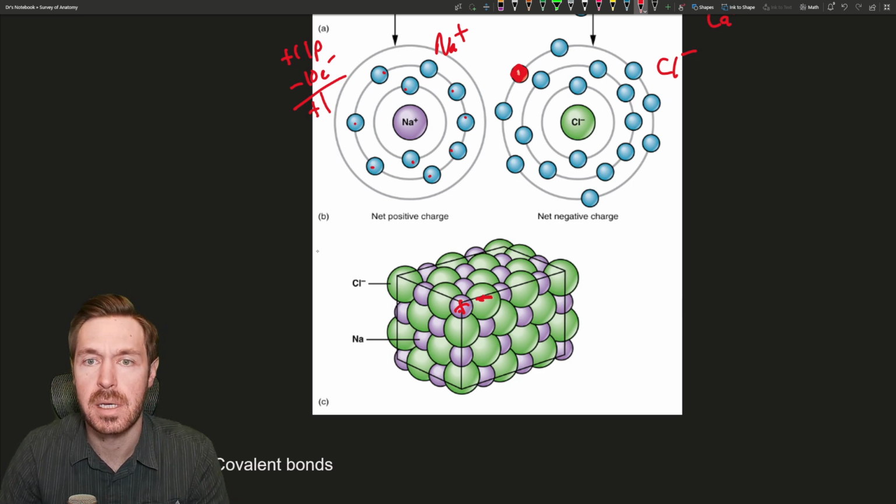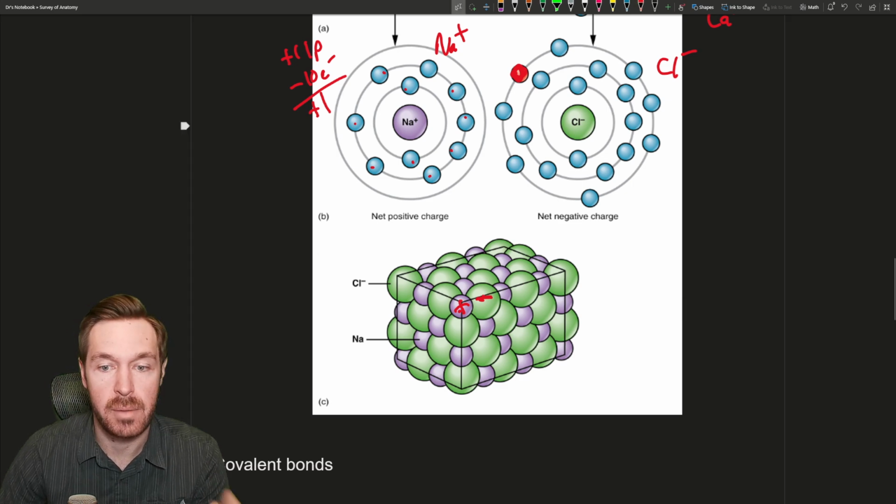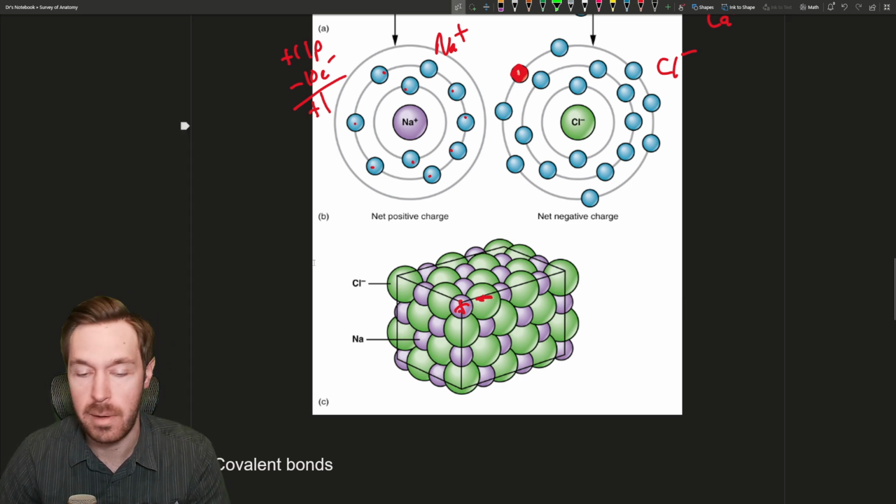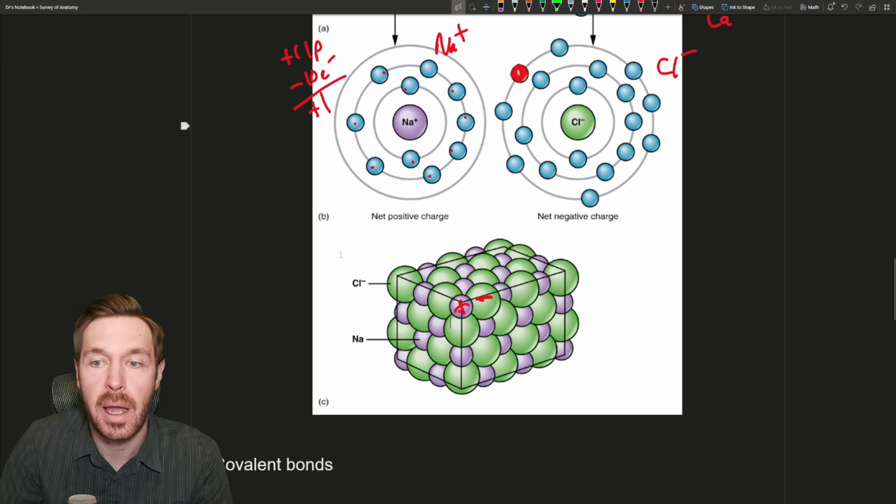And so these ions can form crystals. But when they're in our body, they dissolve in water because water pulls these charges apart and is attracted to them. That's how things dissolve. So solubility is a very important aspect here. So that's an ionic bond.